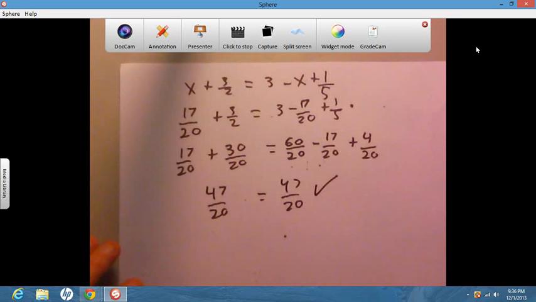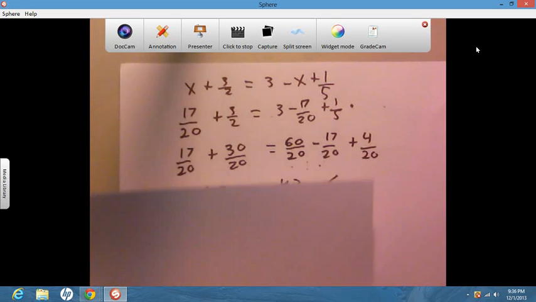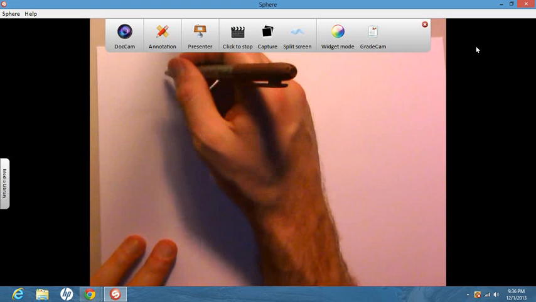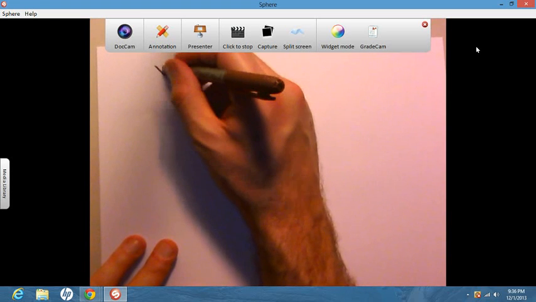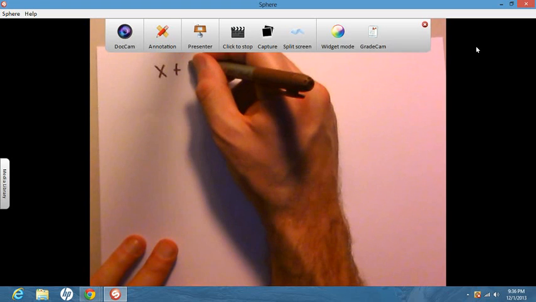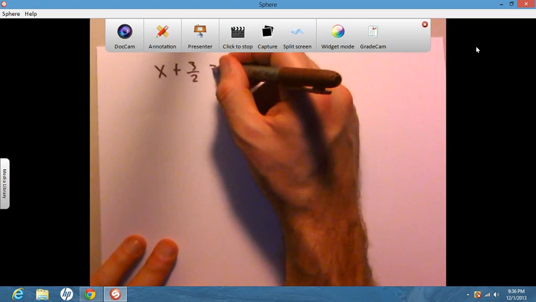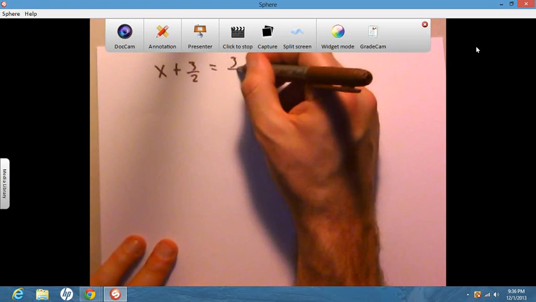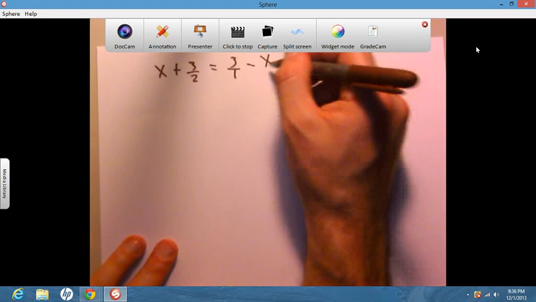So I was also asked how else might I solve this problem without using the common denominators, or at least that's what I gathered. So let's look at this. We really don't have to eliminate the fractions to solve this problem, although that's probably a good idea. So if we go back to the original problem, we have x plus 3 over 2 is equal to 3 over 1 minus x plus 1 over 5.